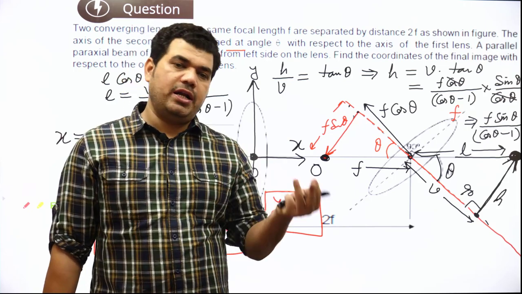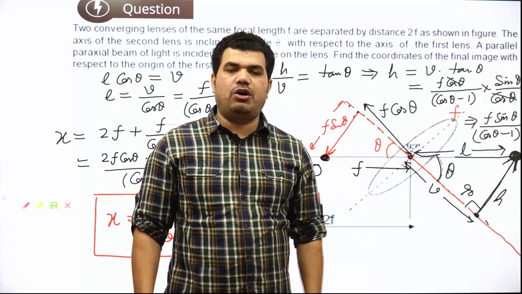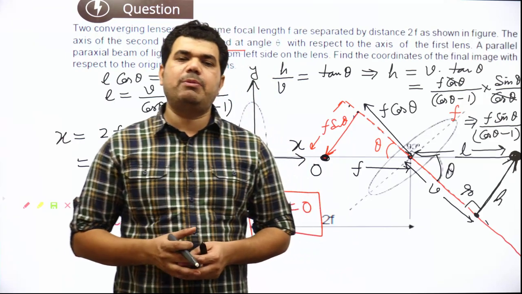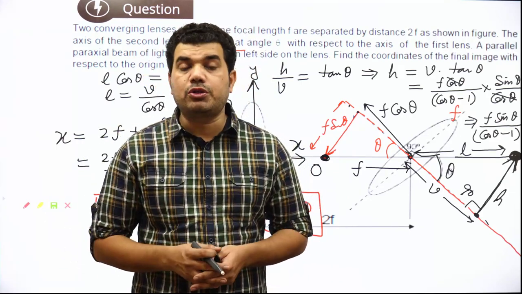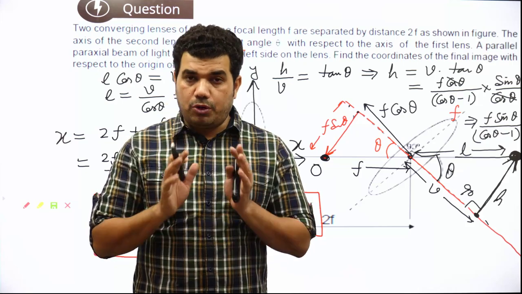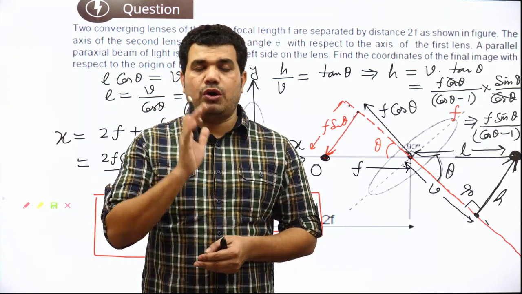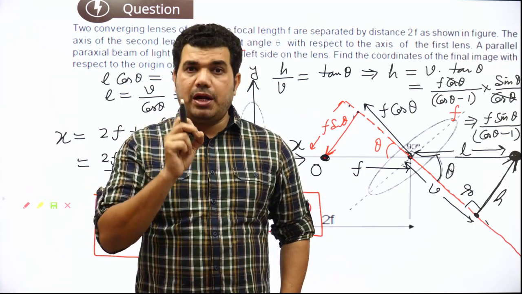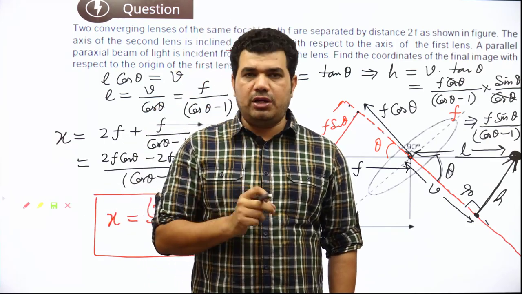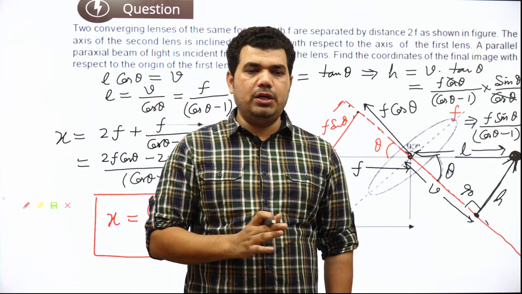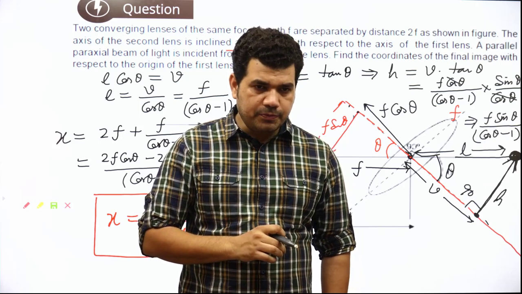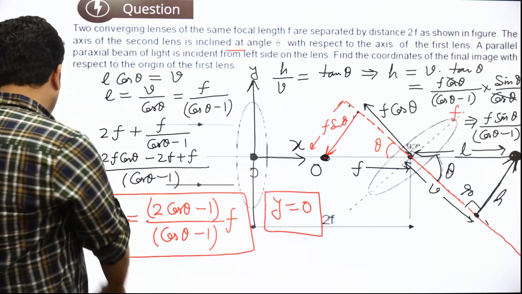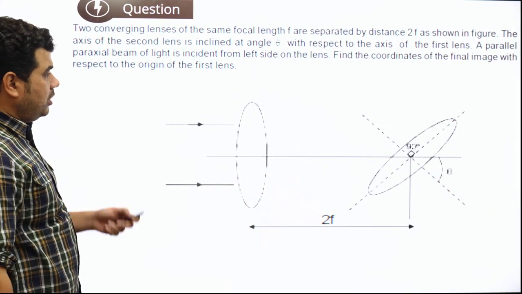If theta is more than 10 degrees, then this approximation of normal or nearly normal incidence and all the formulas, 1 upon f equals 1 upon v minus 1 upon u or plus 1 upon u, are not valid. So this is the approximation. Kindly always remember that all the formulas in optics are approximately applicable only for normal and nearly normal incidence. Now let's see what the next question is for you.